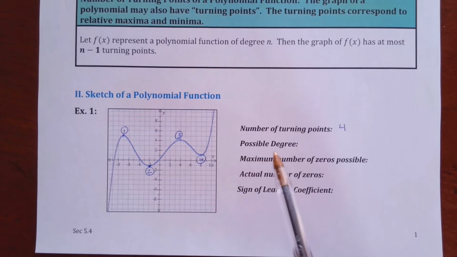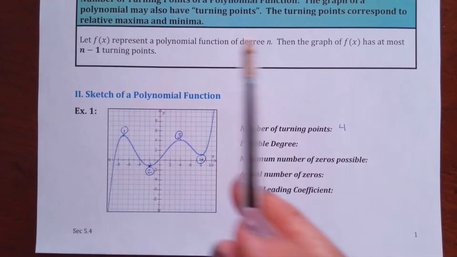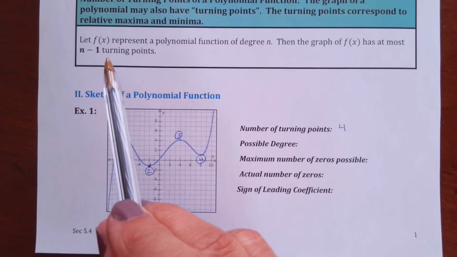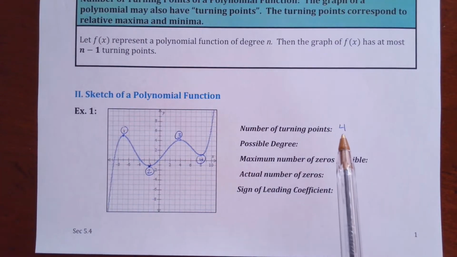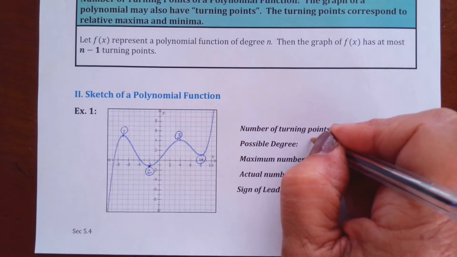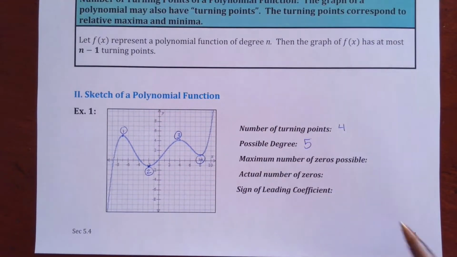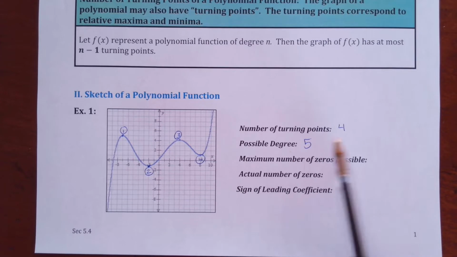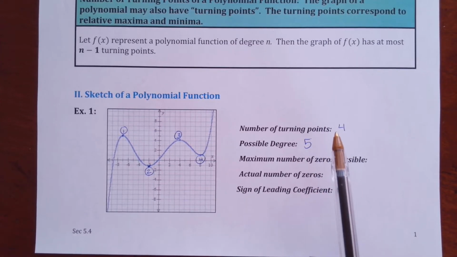So what is the possible degree? From the theorem up here, the degree is going to be 1 more than the turning points. So if there are 4 turning points, the degree has to be 5 or bigger. Now, it could be 7, it could be 9, those are other possibilities, but it has to be at least 5 because the degree has to be at least 1 more than the number of turning points.